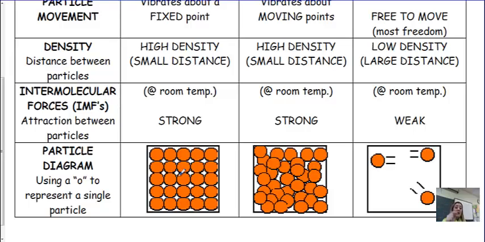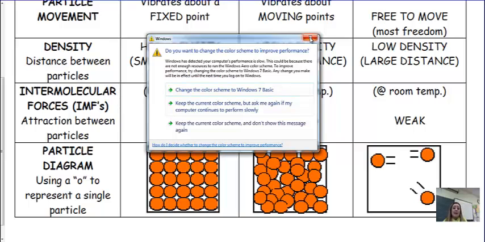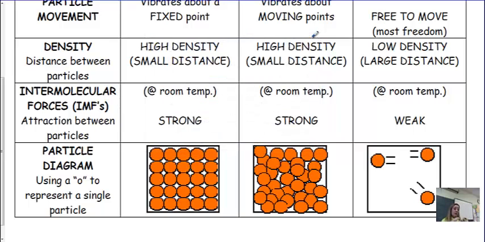And then intermolecular forces. If we go back to the bonding unit, when we talked about that, it's the forces between the molecules that keep them together. It's like Velcro. It's not a bond, it's just a force that keeps them together, or the attraction between the particles. So at room temperature, solids are really strong. Liquids are still kind of strong, but then those forces get weaker as we go to the gas phase, and those molecules roam freely all over the place at room temperature. The particle diagrams are indicated here.